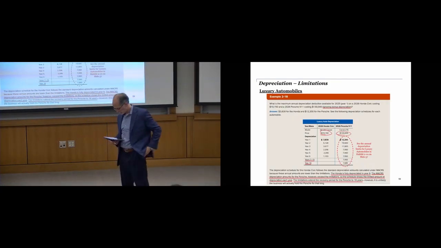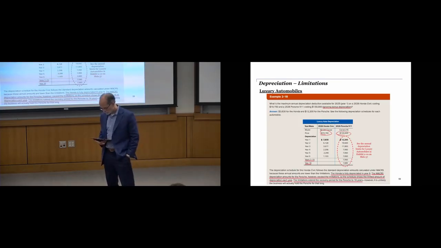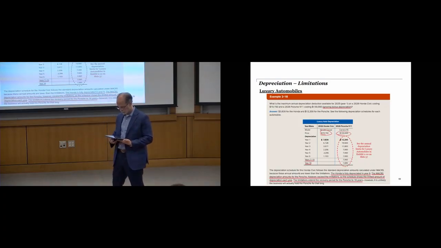Yeah, so the answer is $3,150 for the annual and $12,200. This is because if you look at the MACRS table, the deduction is usually only 20%, but the automobile depreciation limits are different. I didn't do the math, but this is probably 20% on the Civic, because I'm under the rule, so I'm not limited.